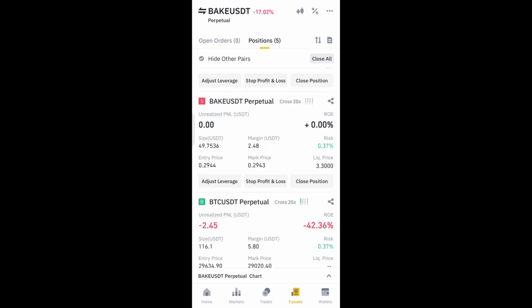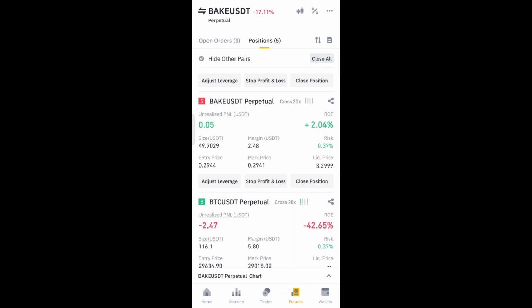And then you can see the entry price is the price when we enter the market. This is your entry price. And then you will see your mark price. Mark price is the current price, the price right now. If your position is a short position, you want to see your mark price below the entry price. If you open a long position, you want to see the mark price above the entry price.